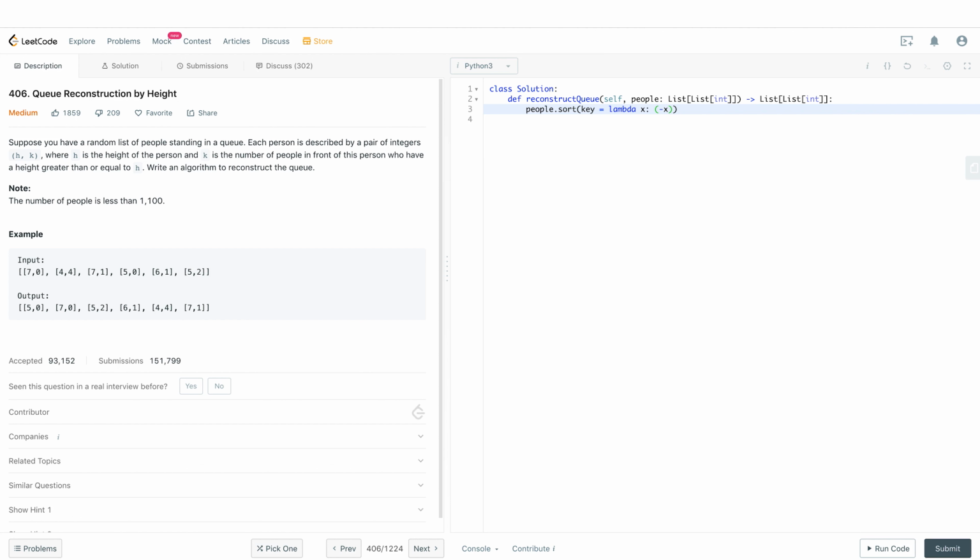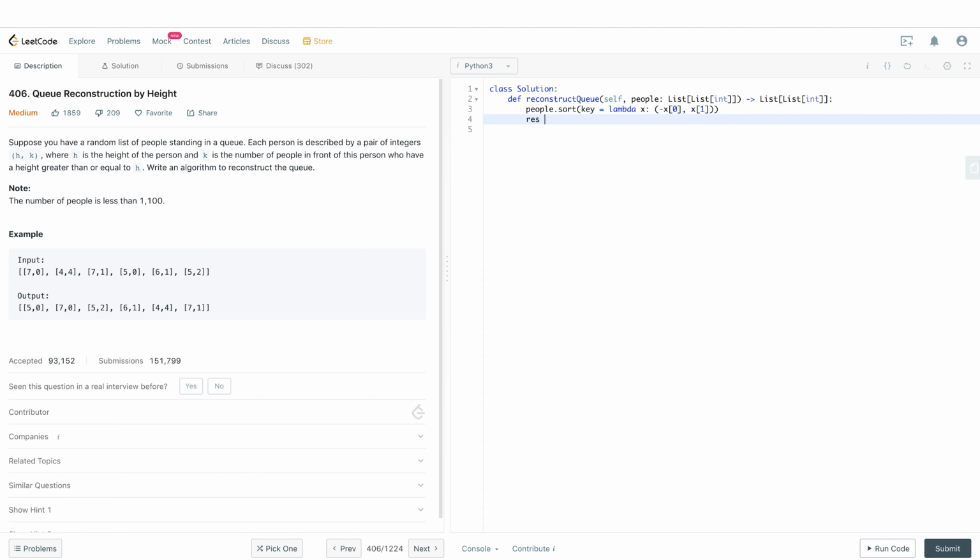We want the height. So we're going to do negative x0. That means I want the height, but I want to sort it in decreasing order. So from the highest to lowest, the tallest people to the lowest. I want those guys to be first, right? And then once we sort by height, we still have to sort by their Ks, which is how many people are in front of them.